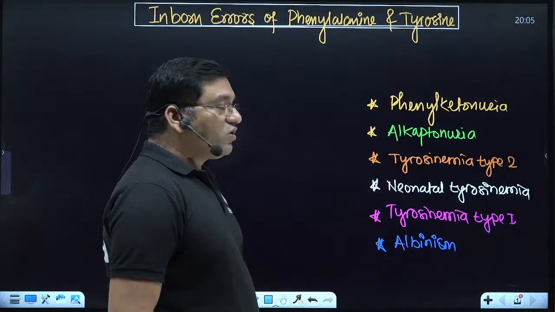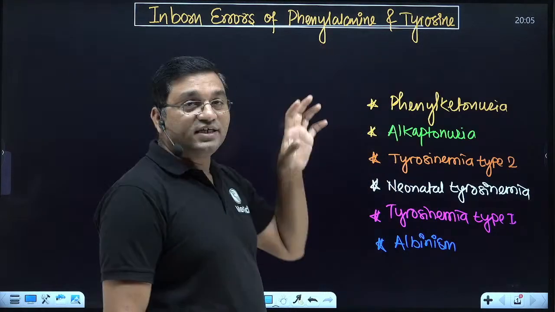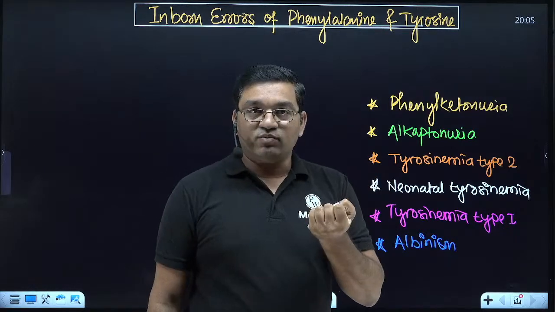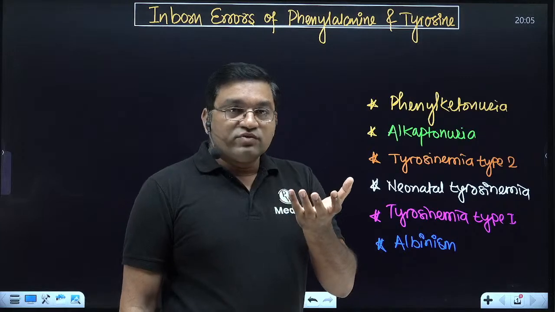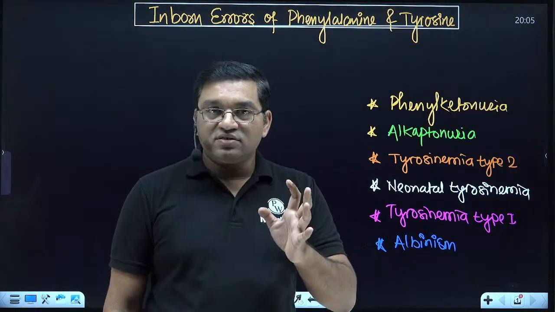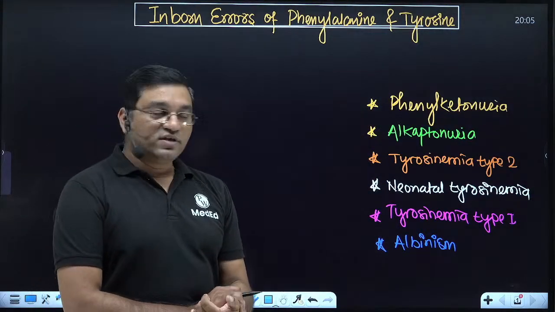Apart from these inborn errors, there are two important disorders related with phenylalanine and tyrosine metabolism. The first one is pheochromocytoma. This is not an inborn error, but it is an important disease. And again Parkinson's disease. These are the important disorders related with phenylalanine and tyrosine metabolism.